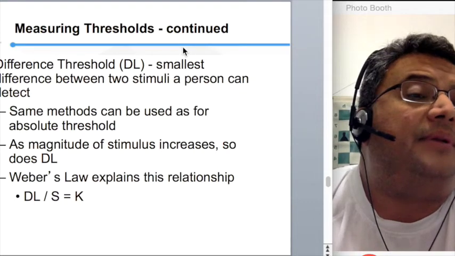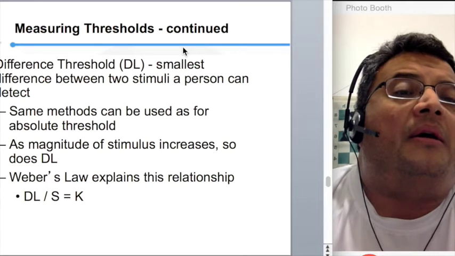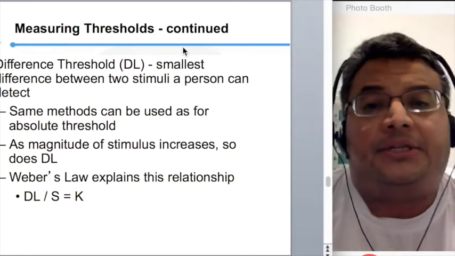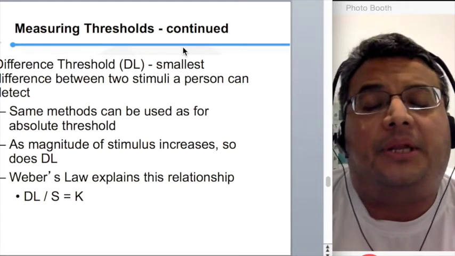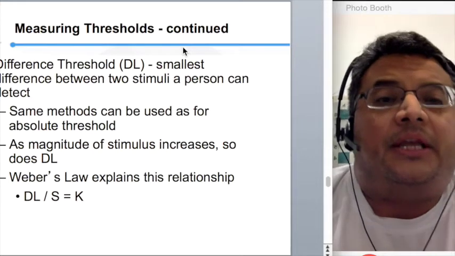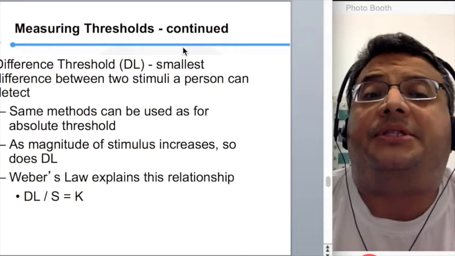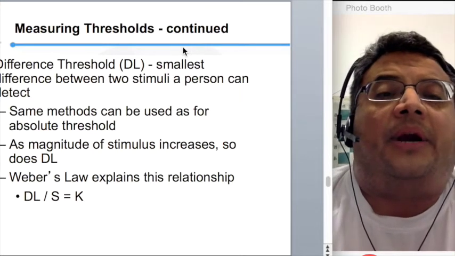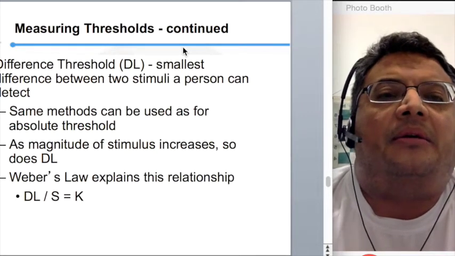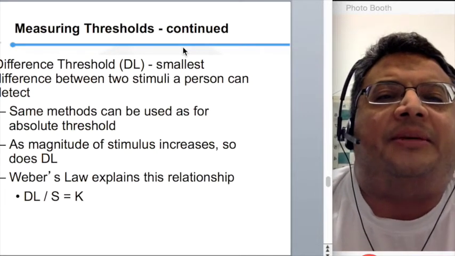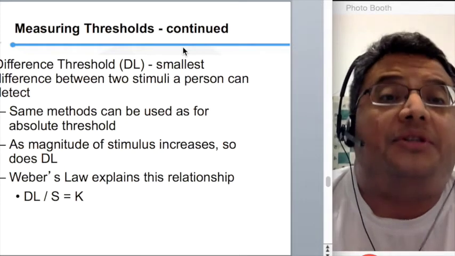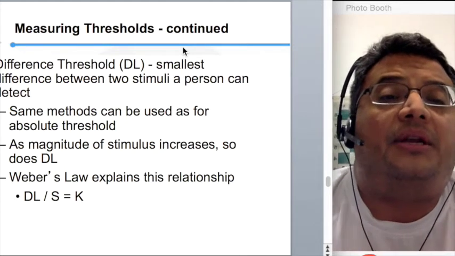Say, for example, a bright light from a police car, right? A bright light from a police car, you can see that. A high beam from a headlight, you'd be able to see that in the bright sunlight. It's a much greater stimulus to deal with the greater sunlight.